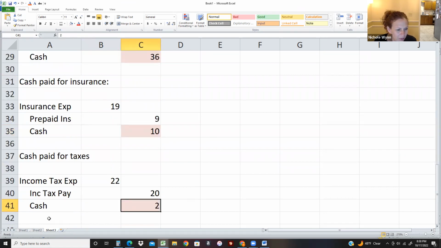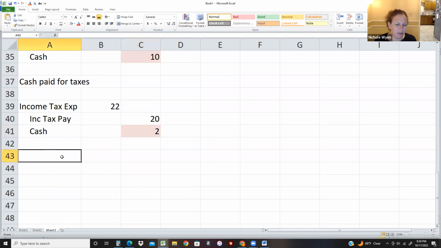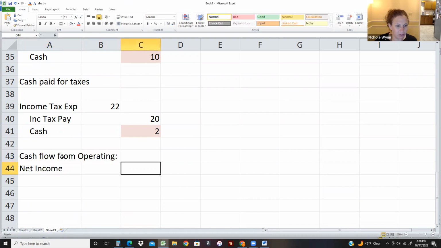And then from there, it wants me to build the operating section. For cash flow from operating, I will start with net income because this is the indirect method. It says prepare the cash flow from operating. Oh, it says direct method. I wanted to do it as the indirect method. I can. Okay, so I'm going to do it with the indirect method just so you can see what it would look like. I'm going to start with net income.